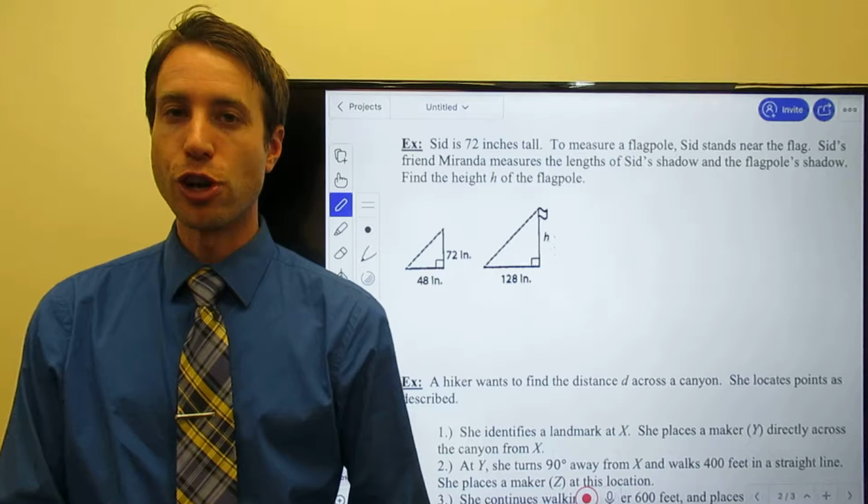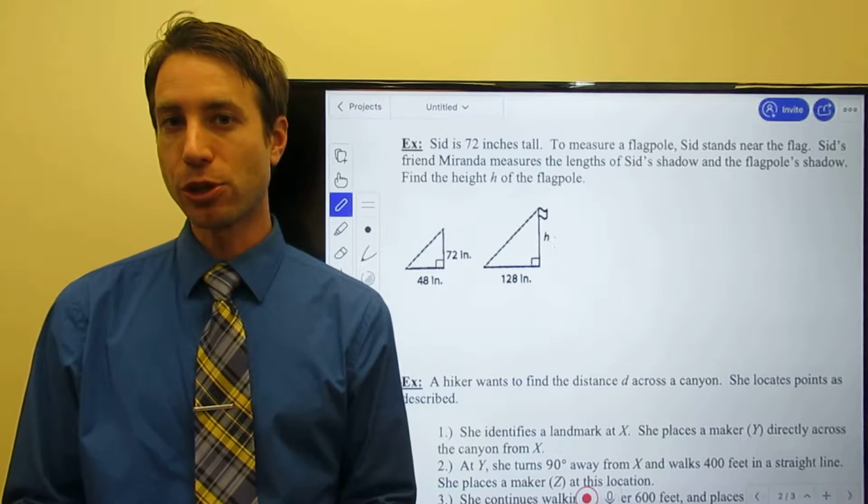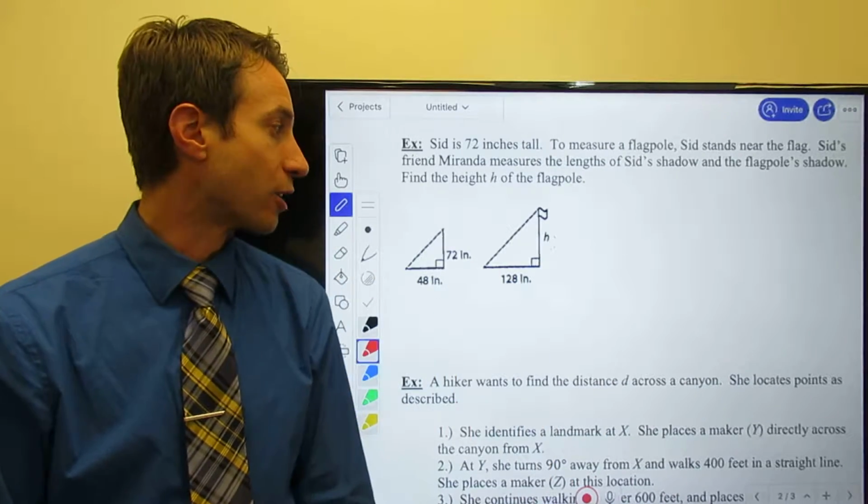All right, guys, welcome to this page of the notes. What we're doing is indirect measurements using similar triangles and the proportions that we can set up based on those triangles being similar.